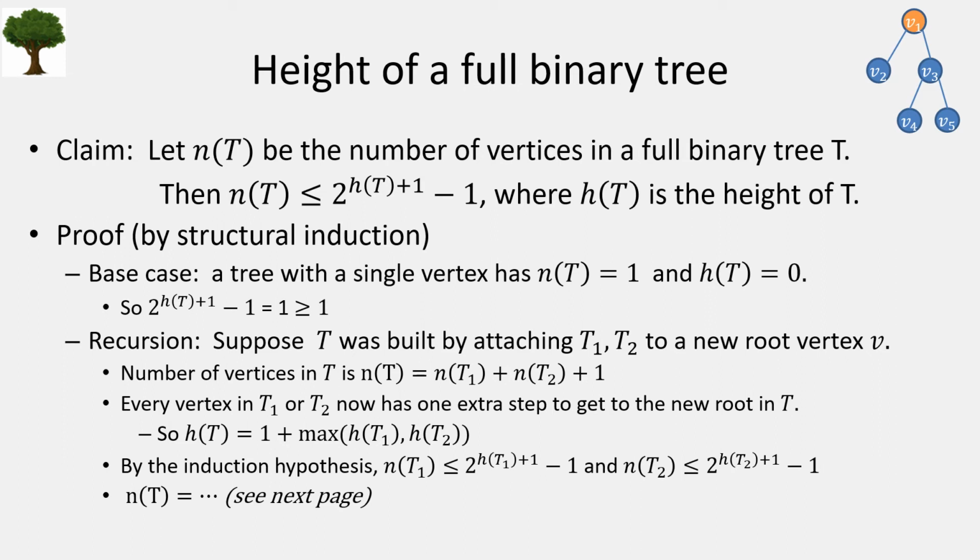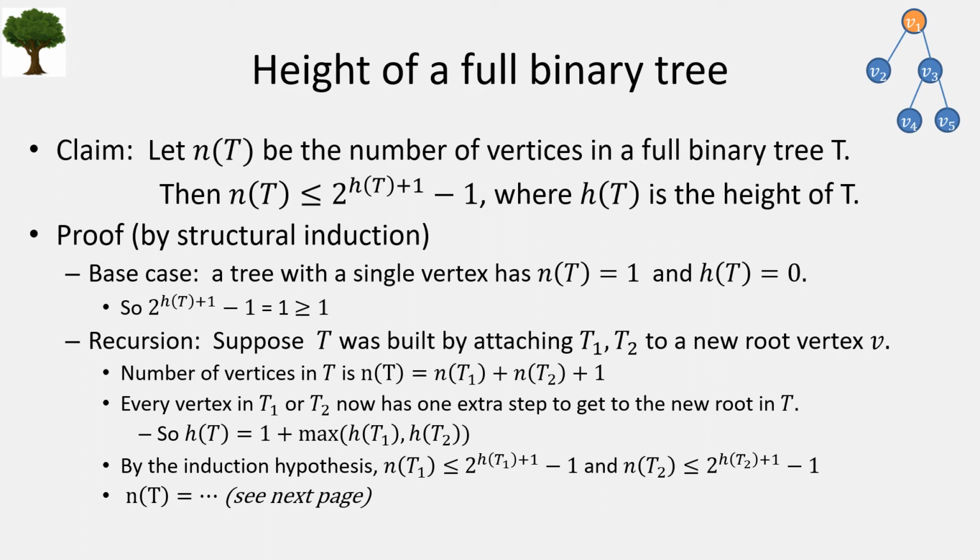Suppose T1 and T2 are rooted full binary trees, for which we can apply the induction hypothesis, for which we assume that their number of nodes is at most 2 to the height plus 1 minus 1. And now we build a new tree, let's call it T, by taking a vertex V, which is a new vertex, it's not in T1 and not in T2, and hanging T1 and T2 off from the vertex V, which will be our new root.